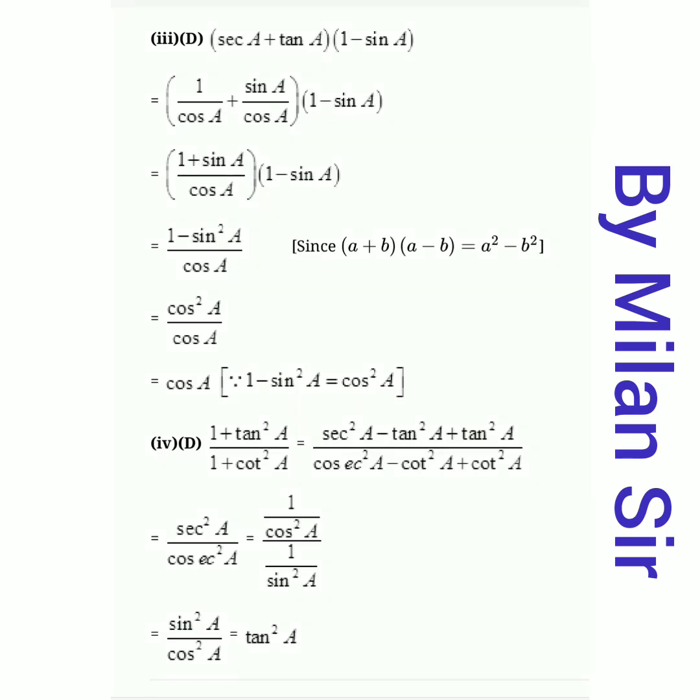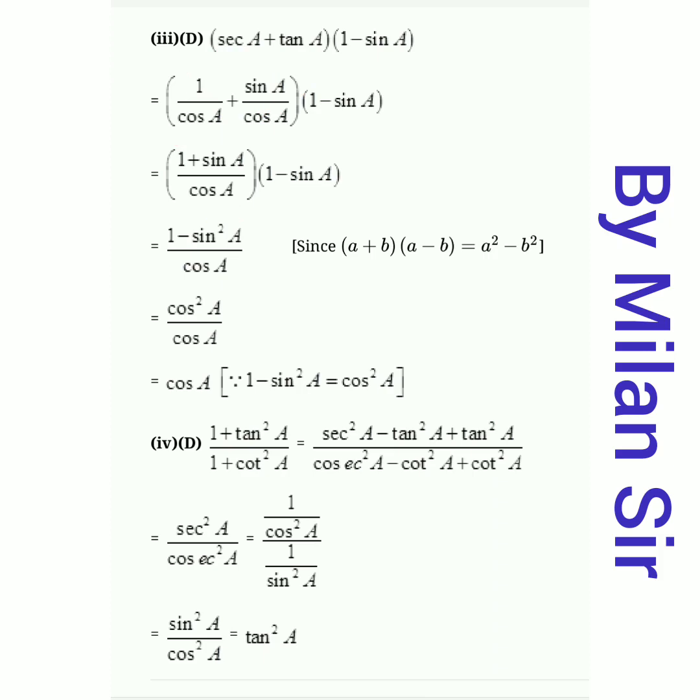Now third question. Sec A plus tan A, and in the second bracket 1 minus sin A. So first of all convert into sin and cos. In place of sec we can write 1 upon cos A because it's the inverse of cos. Formula of tan A is sin A upon cos A, and 1 minus sin A as it is. Then take LCM here. In denominator cos A is there, so cos A, and we can directly write 1 plus sin A because the denominator is same, no need to take LCM. So 1 plus sin A.